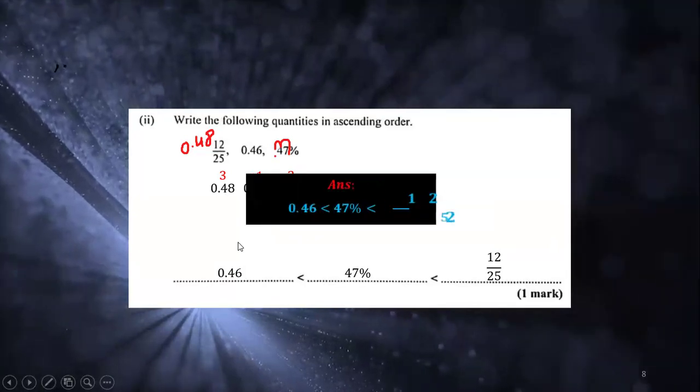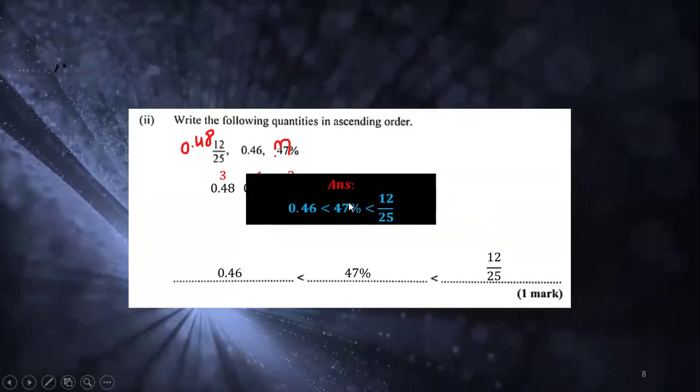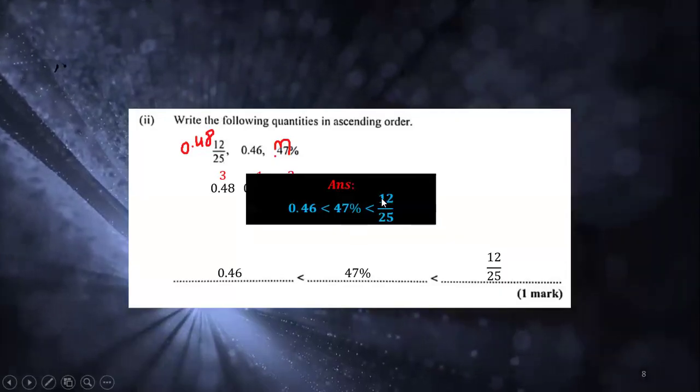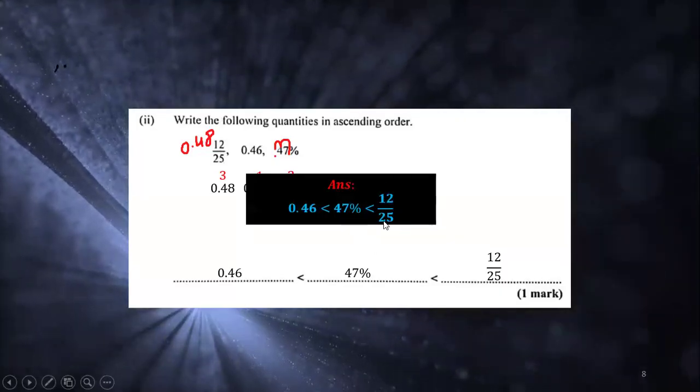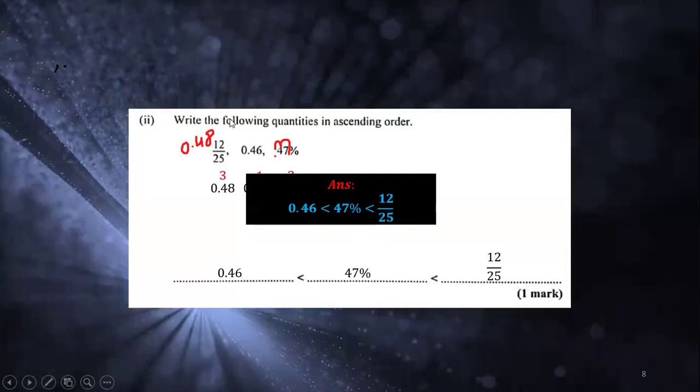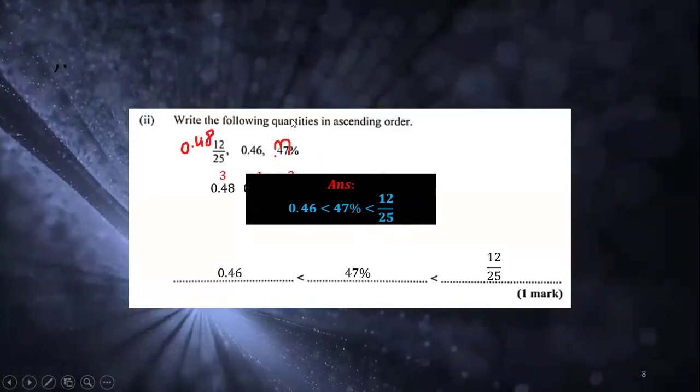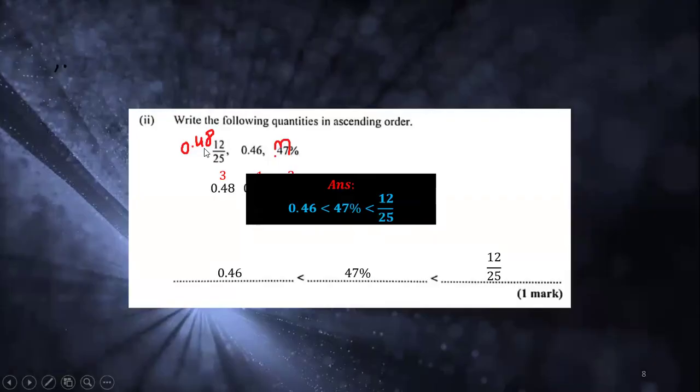So the final answer is 0.46 is less than 47%, is less than 12 over 25. And this represents these numbers in ascending order. Right? Are you all cool with that? Awesome. Let's press on.